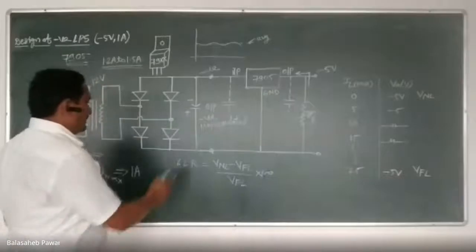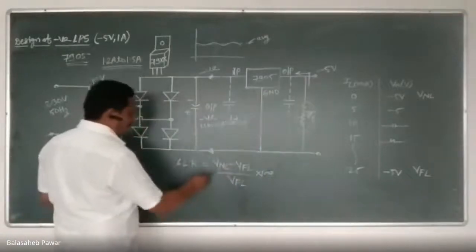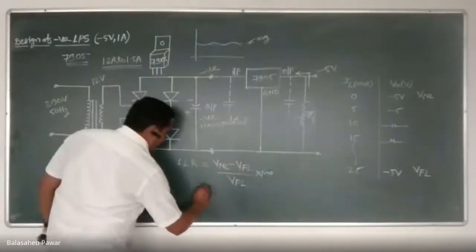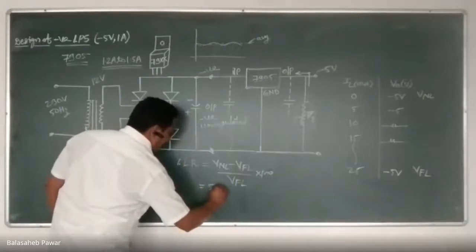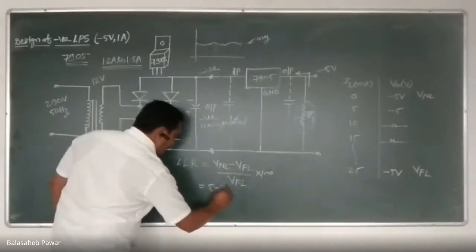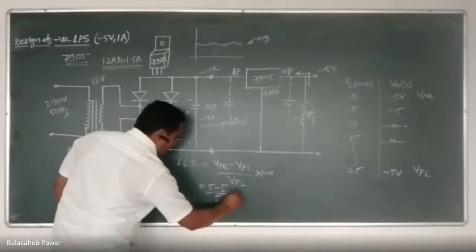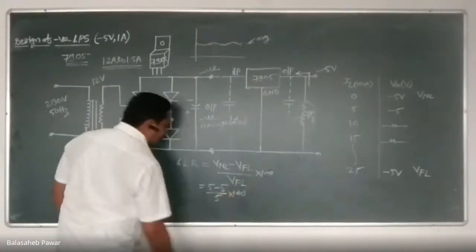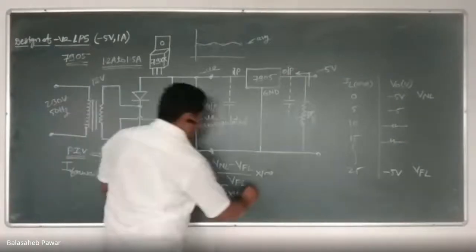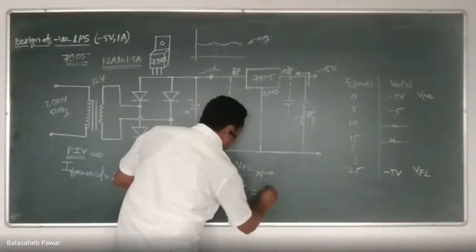So what is here? We will take only the magnitudes. What is the voltage at no load condition? That is equal to 5. And the voltage at full load? That is also 5. It remains the same. Divided by, again, 5 into 100. So how much will be the answer? It will be 0%. Yes or no?